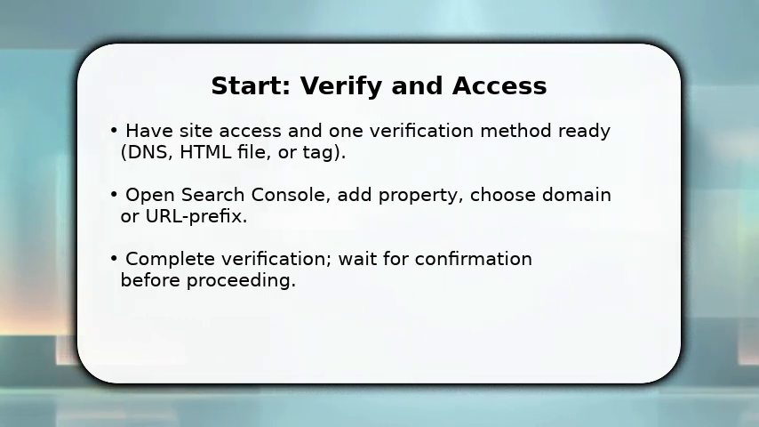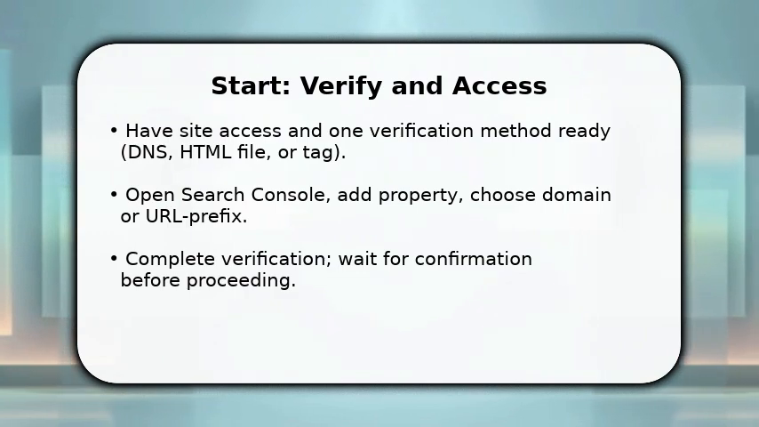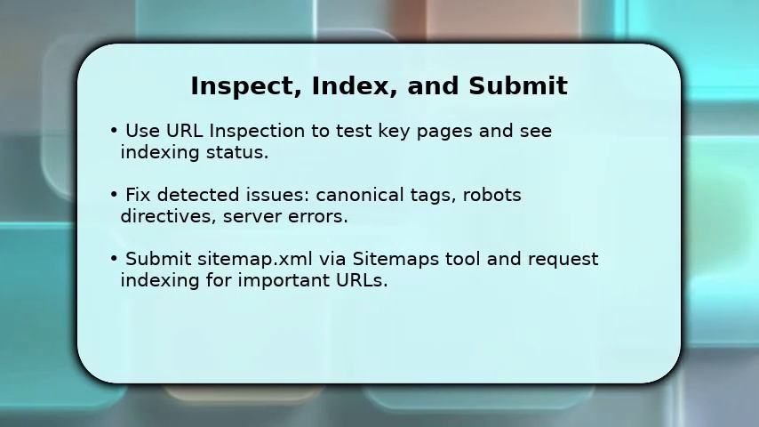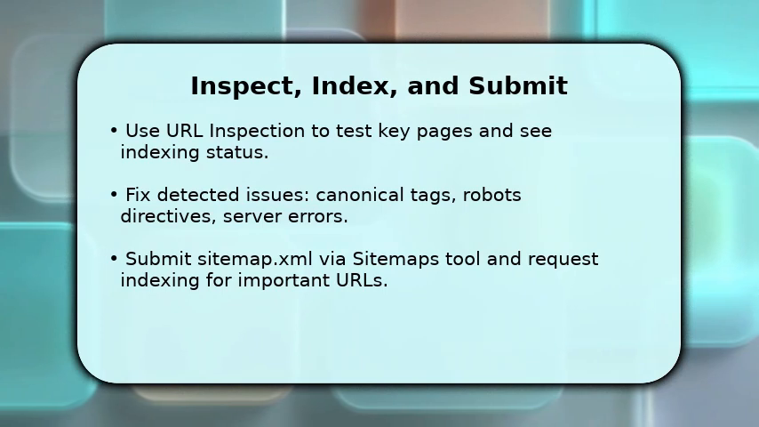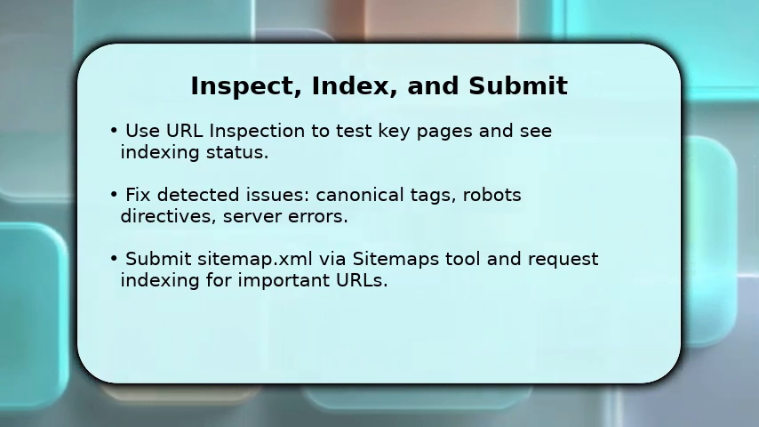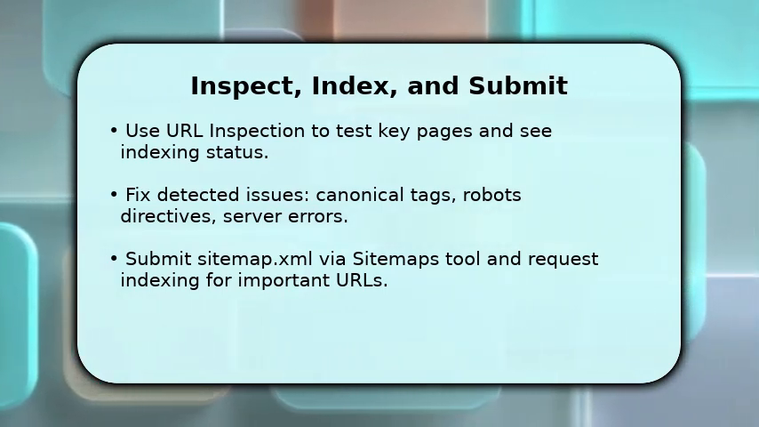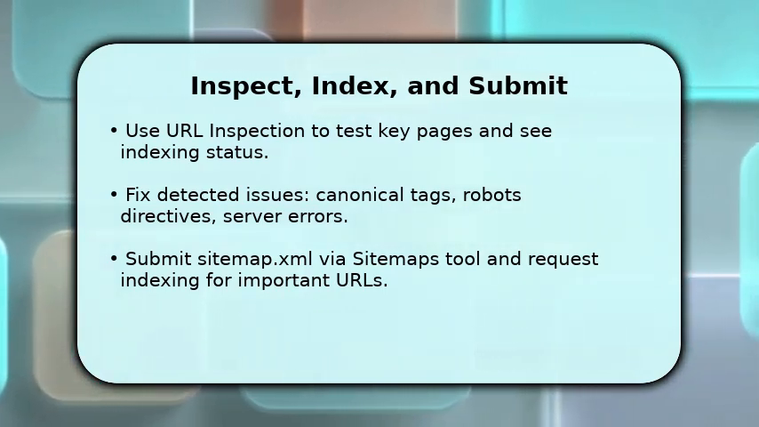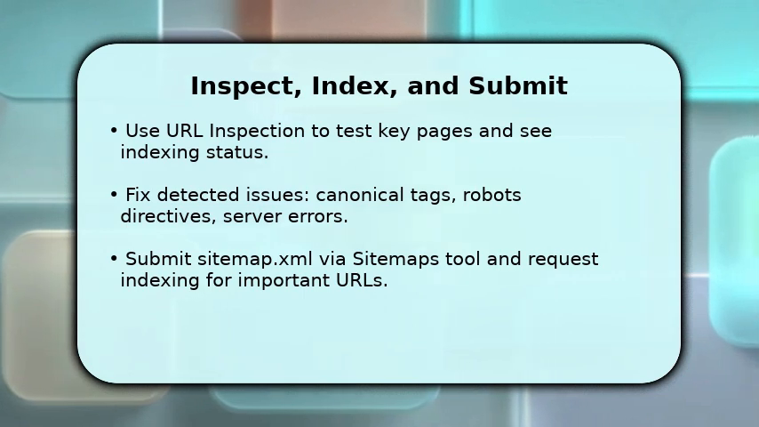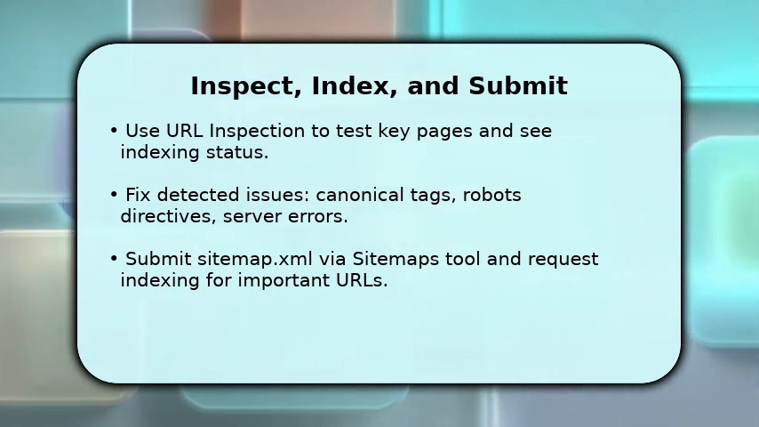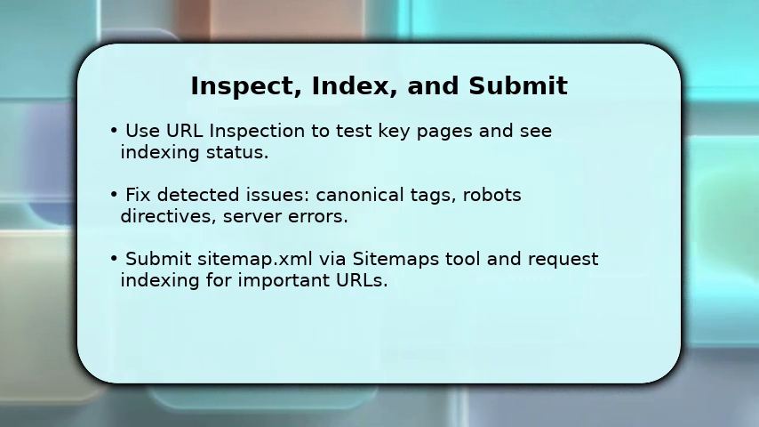After confirmation, allow a few minutes for data to initialize before you move on to site inspection, and you'll now inspect and prepare pages so Google can crawl them reliably. Enter a URL in the inspection tool to view crawl, index, and mobile usability details. If blocked, fix robots or canonical problems. Resolve server or 4xx errors before requesting indexing.